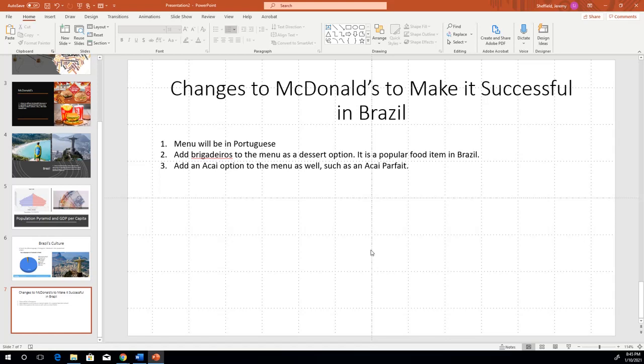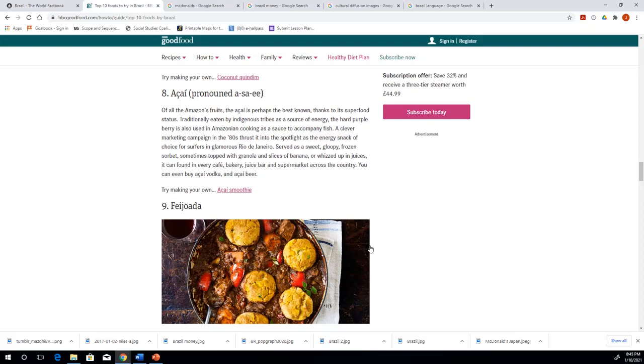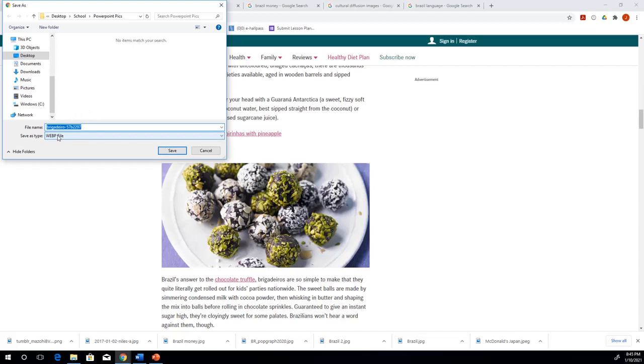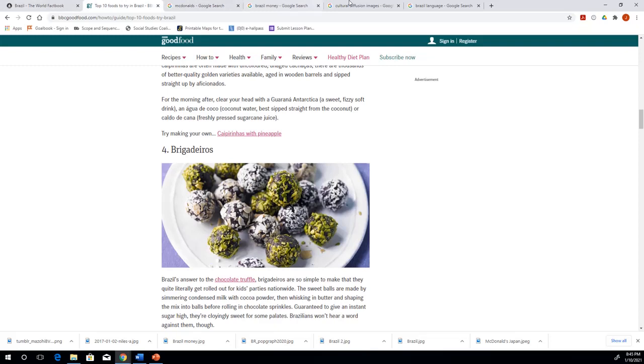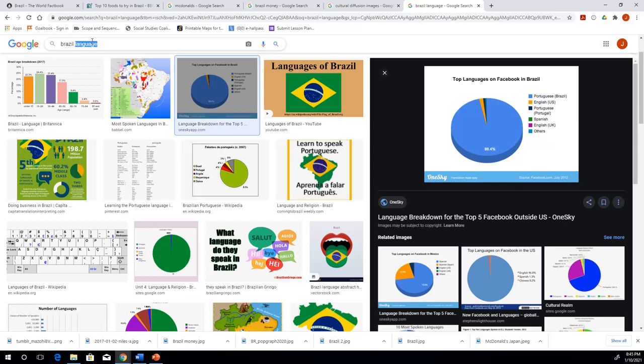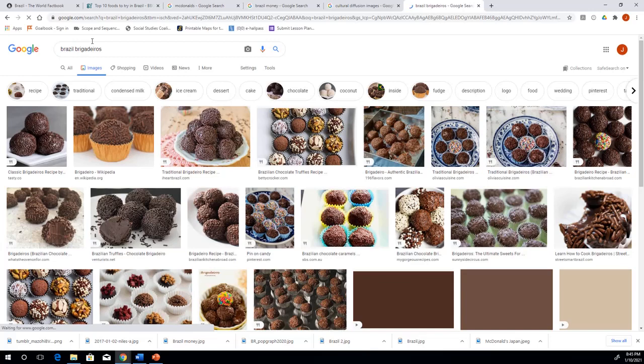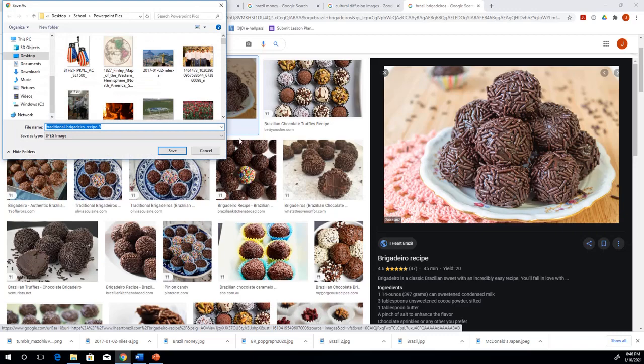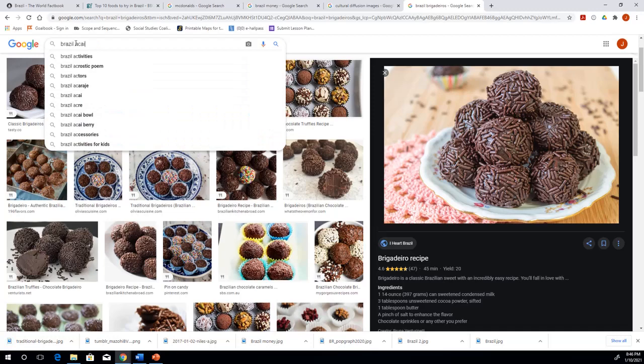So brigadeiros and acai. So what I want to do now is I want to get some pictures. I'm going to get the pictures of the brigadeiros. It's a pretty great picture right here. Right click. Oh, that's a webp. If you see this webp file, that file is not going to load onto your PowerPoint. So I want to look up, yes. All right, now that I see a different picture of it, I know exactly what it is. That's very good. Save that. Acai.